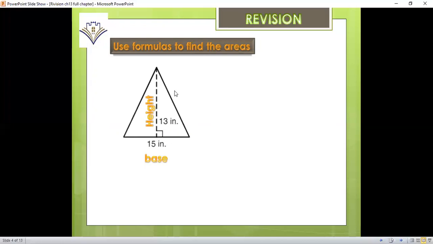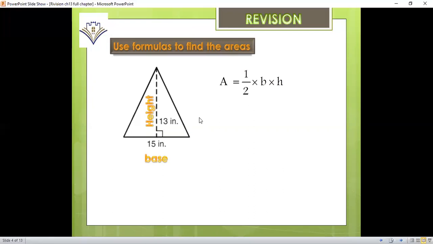And we should remember that there is a relation between the area of a triangle and the area of a parallelogram. Then the area of a triangle is equal to half multiply base multiply height.